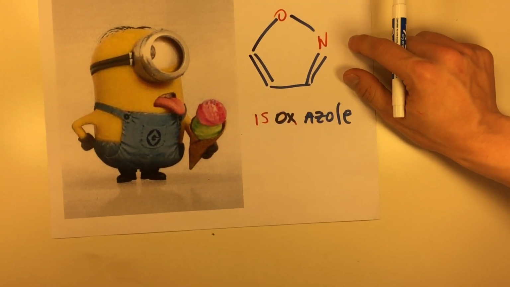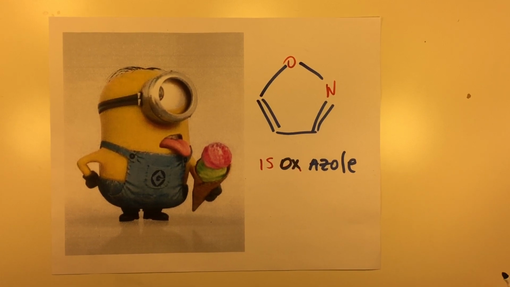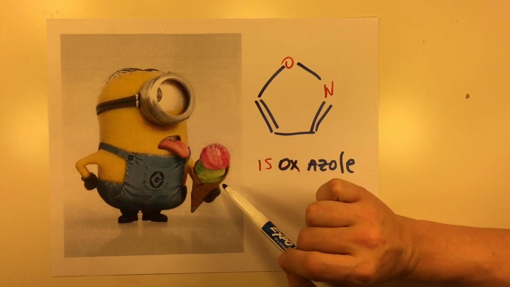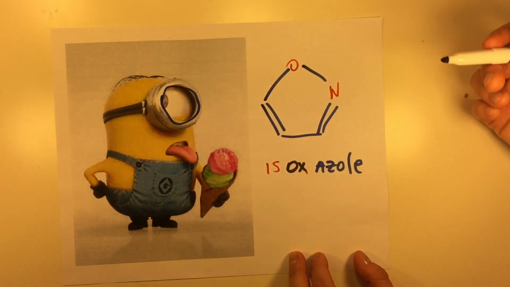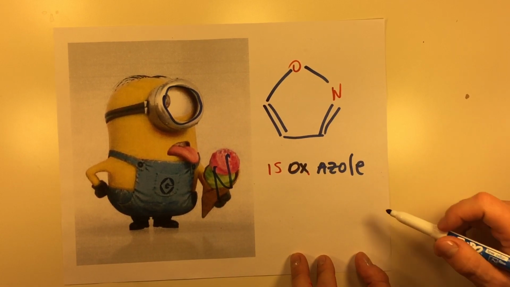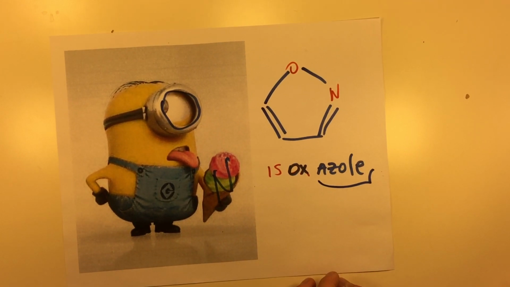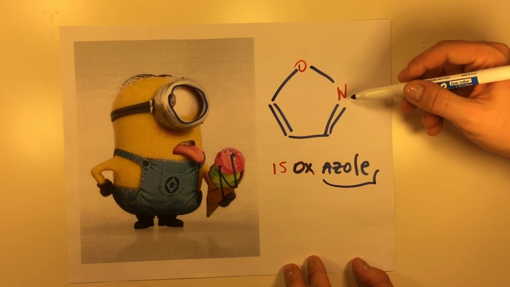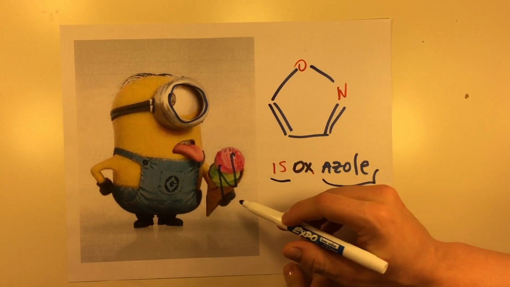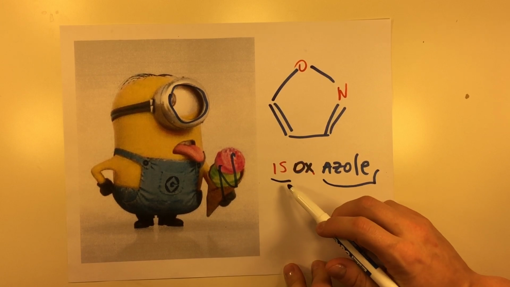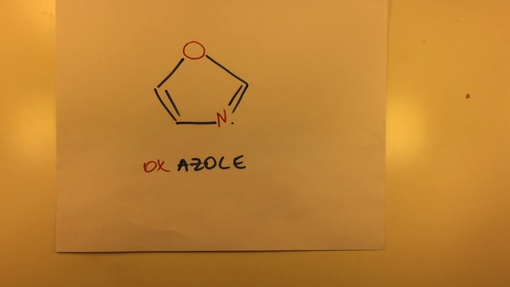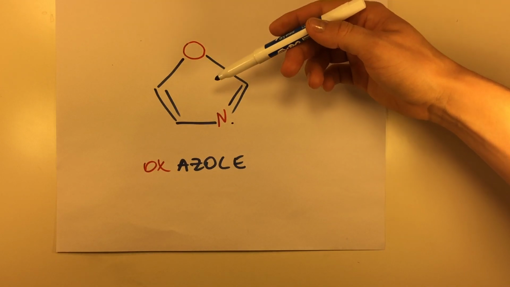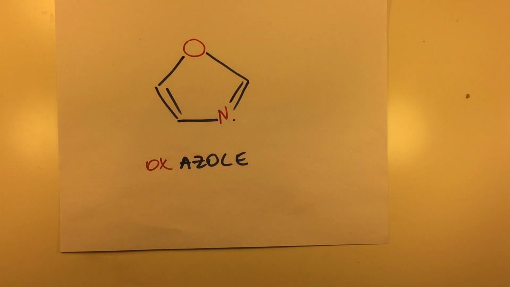And we can think of isoxazole as a minion who's eating ice cream. His eye is an oxygen, and the ice cream represents nitrogen because, remember, this is azole, so it needs to contain one nitrogen. And ice cream represents ice, isoxazole. And oxazole is another five-membered azole that contains oxygen and nitrogen.